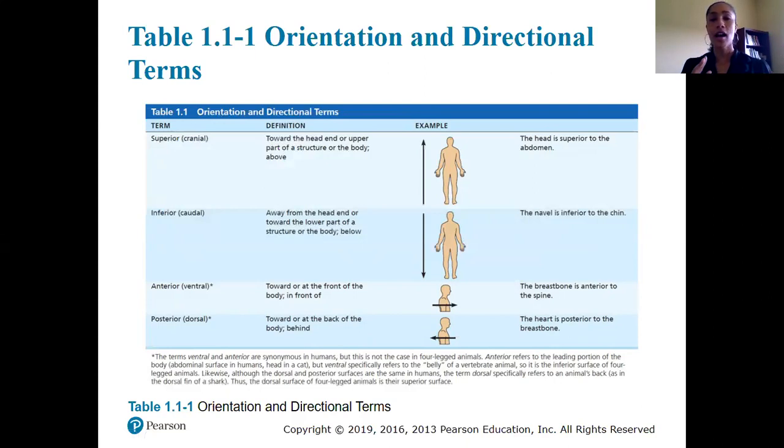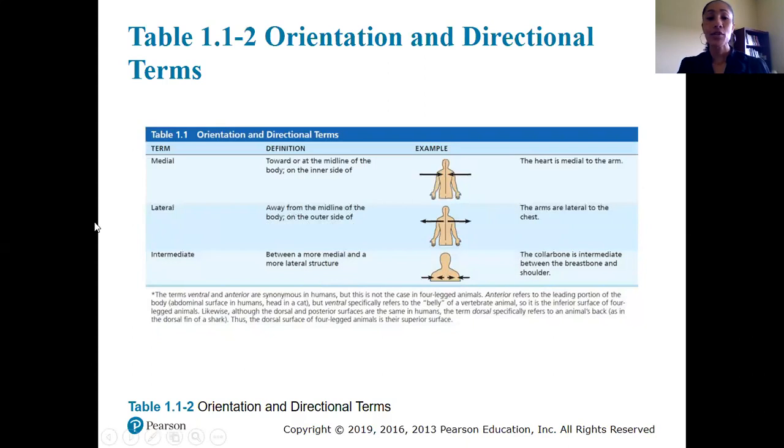We have two terms, anterior and posterior, and then we also have two terms that are used in conjunction with them. Anterior and ventral both mean front side or belly side, and posterior and dorsal both mean back side. Examples of how we can use the terms anterior and ventral: the breastbone is anterior to the spine, so the breastbone is here, the spine is posterior. An example of how we can use posterior and dorsal is the heart is posterior to the breastbone. So we've got the breastbone first, and then behind the heart, or on the back side of the breastbone, I should say, is the heart.